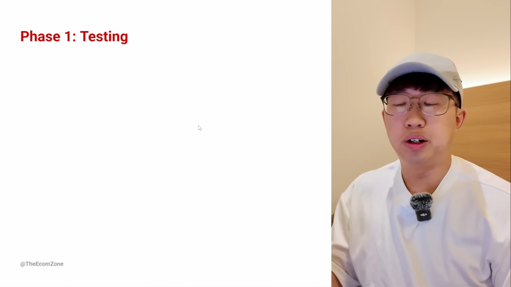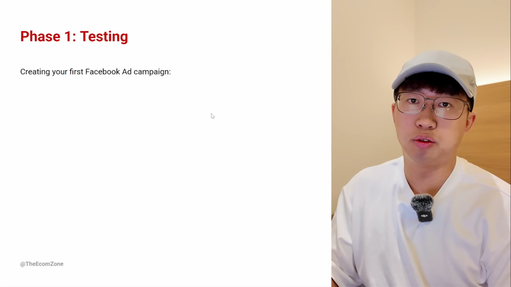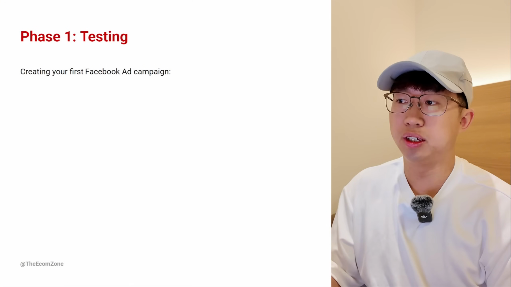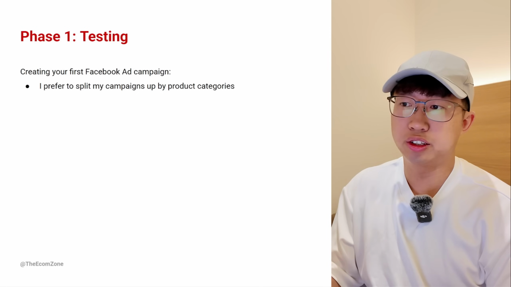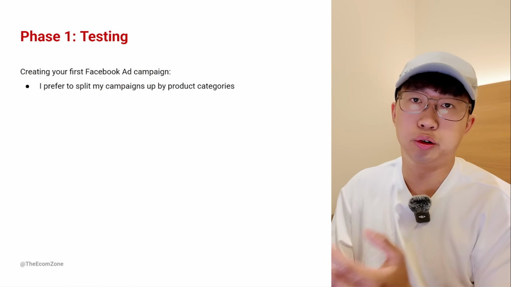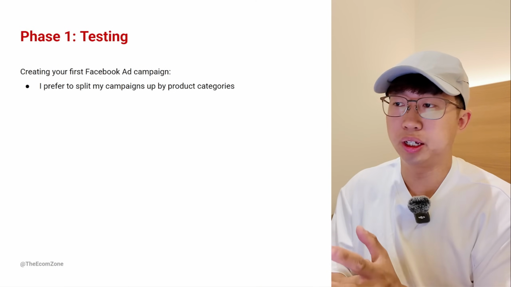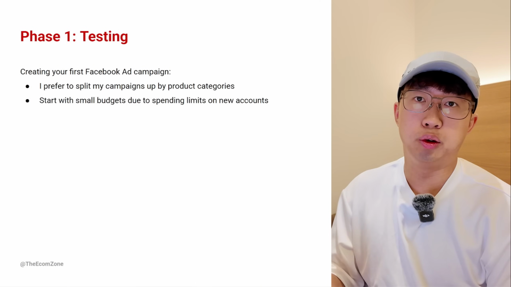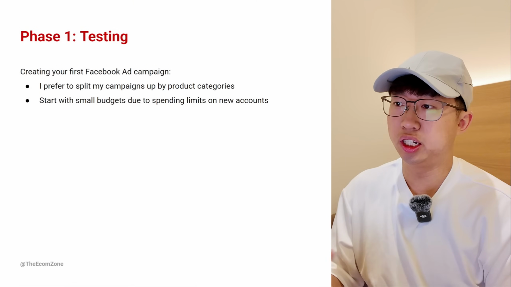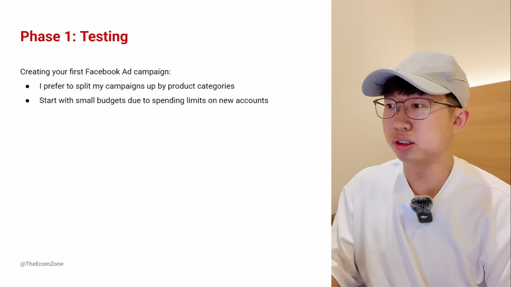So let's actually talk about the Facebook ad strategy. So this is for anyone creating their first Facebook ad campaign or anyone who's actually run ads before but they're still stuck on the testing phase. So I prefer to split my campaigns up by product categories. So let's just say you're selling jewelry products, you got earrings, bracelets and necklaces. You can split them up into 3 different campaigns and start with small budgets due to spending limits on new accounts. Now, if you don't have a new account and you can actually spend as much as you like and you got the budget to do so, then you can up the budgets.